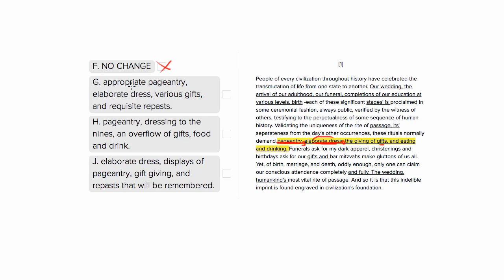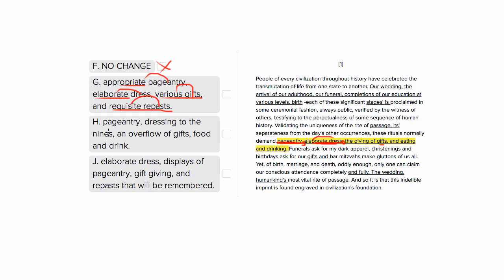What about G? G has appropriate pageantry. Okay, so that's an adjective modifying this noun. Elaborate dress, like we saw before, adjective noun. Various gifts, adjective modifying noun. And requisite repast, just a really fancy way to say the kind of feast that you'd want. So that's also an adjective with a noun. So this is parallel. This is probably going to be our right answer, but let's look at the other ones just to ensure that this is right.